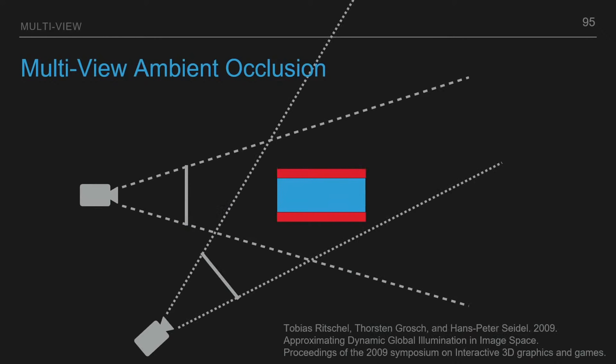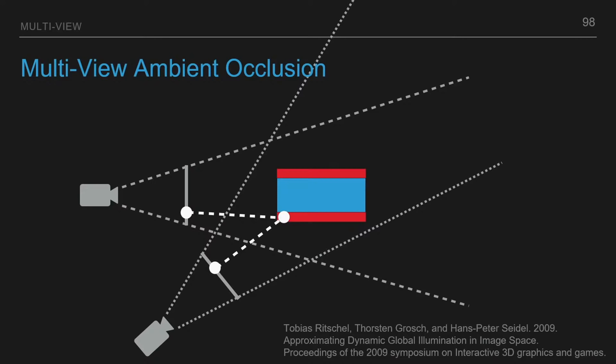Multi-view ambient occlusion solves this by using additional cameras with different viewpoints from the main camera. Suppose that we want to compute the ambient occlusion at this point in the scene, then we project it onto the primary and onto the secondary camera's image plane. We then compute the ambient occlusion for both cameras separately, and we take the maximum occlusion.